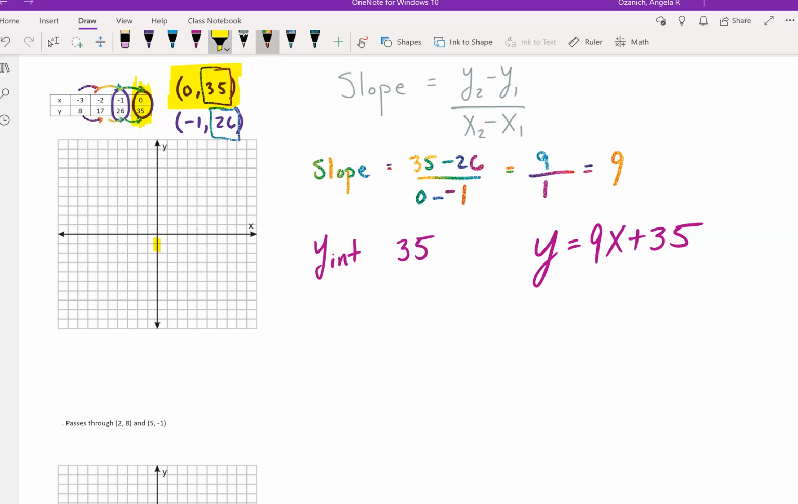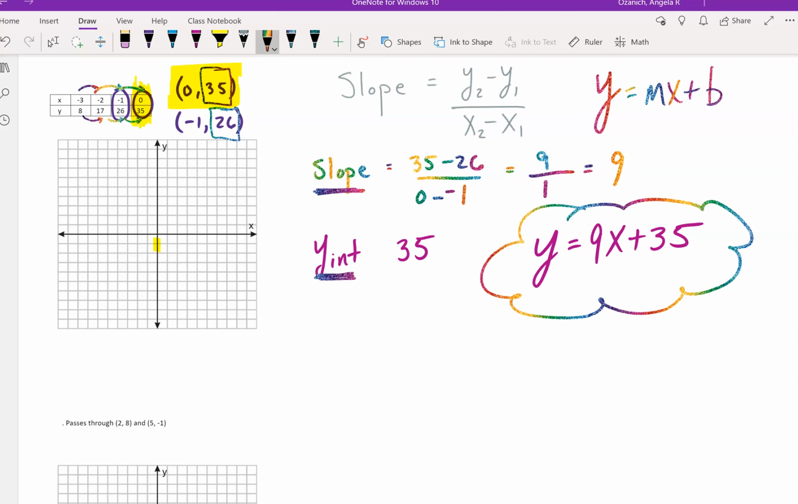Okay, and don't forget, this is the formula we used this time. We use slope-intercept because we had the slope and we have the y-intercept, and so we plug things in for the slope, for the m and the b, and this is what we got right here, 9x plus 35.